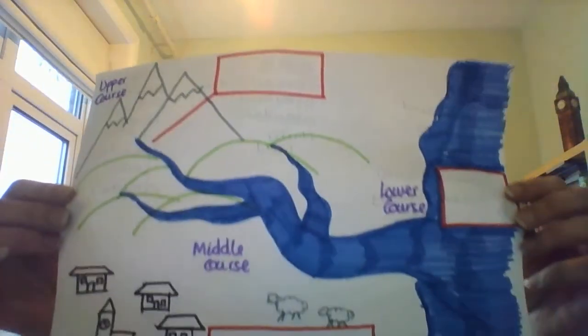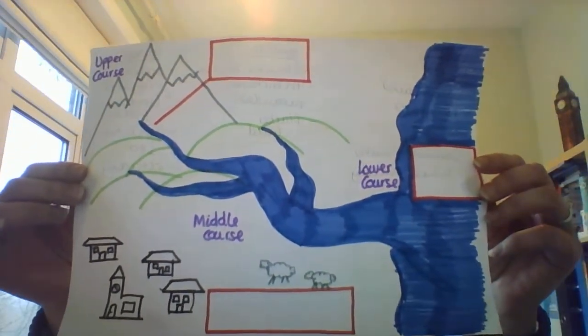Worksheet A is labelling different features you might find throughout the journey of a river. Task 2, using the information on the PowerPoint, you are going to create a poster or a leaflet all about the upper, the middle and the lower section of a river. So, for example, I've had a go at starting mine. It's not finished and yours is going to be much better than mine. So if I just show you the front of that first.